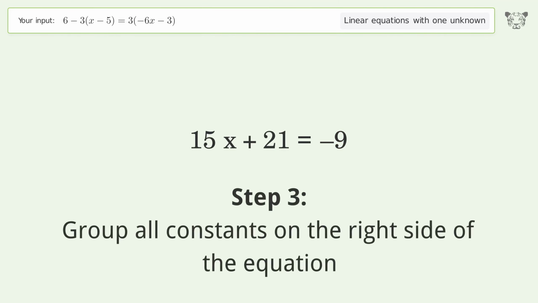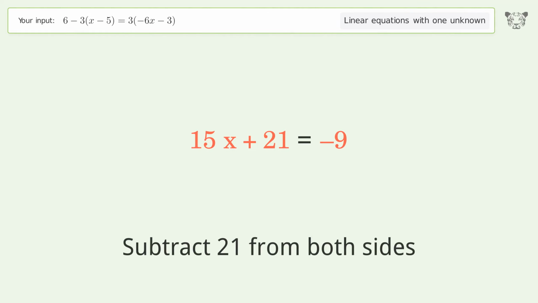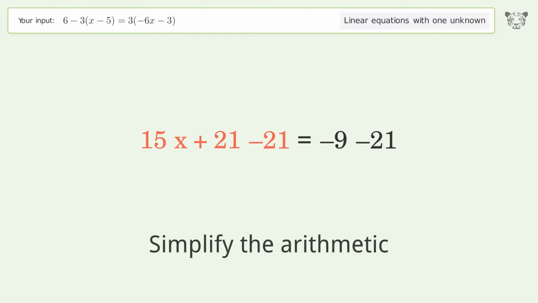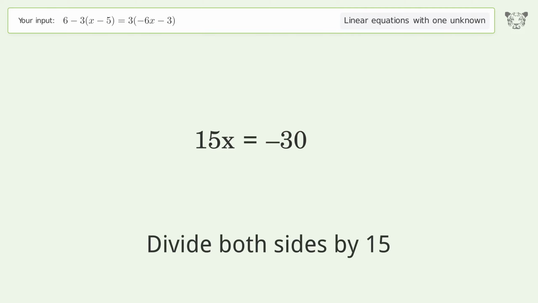Group all constants on the right side of the equation. Subtract 21 from both sides. Simplify the arithmetic. Isolate the x. Divide both sides by 15.